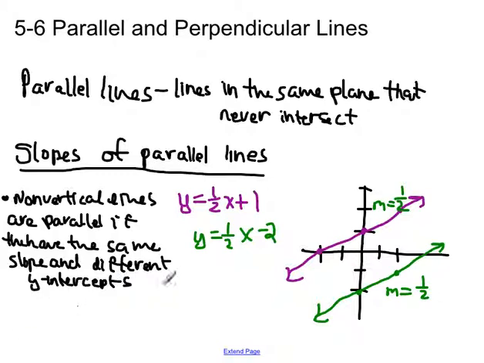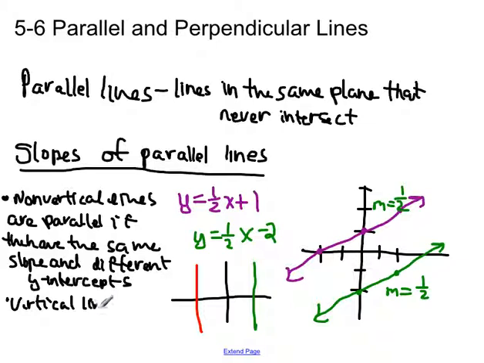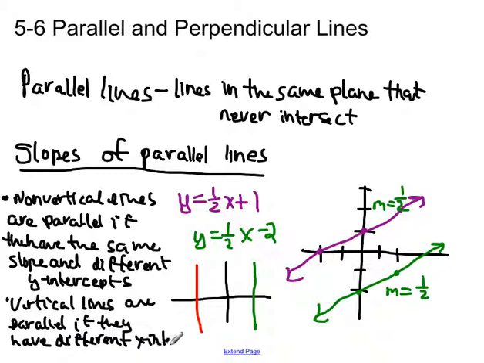Okay, and then let's talk about vertical lines now. So vertical lines would be an example like this right here. Okay, let's say I take a vertical line like this one, and then I take a vertical line like this one. These two are parallel, okay? But we could say that vertical lines are parallel if they have different x-intercepts. Okay, and you can see right here, they do have different x-intercepts. If they happen to have the same x-intercept, then it's just going to be one line on top of the other, and we don't want that. So parallel vertical lines are lines that have different x-intercepts.